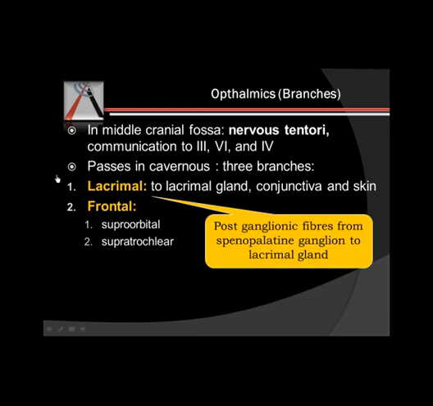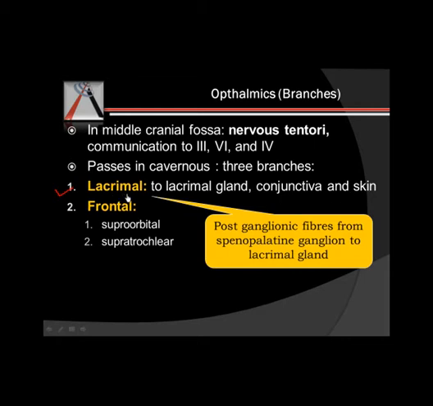When the nerve passes through the cavernous sinus, we have already seen that the lateral wall of the cavernous sinus houses a lot of nerves, the third nerve, the fourth nerve, and the fifth nerve branches. When the first branch of the fifth nerve passes in the lateral wall of the cavernous sinus, it gives three branches. The lacrimal branch supplies the lacrimal gland, conjunctiva, and the skin.